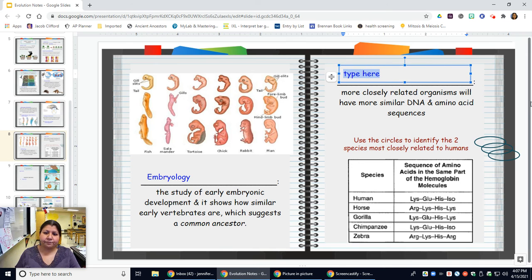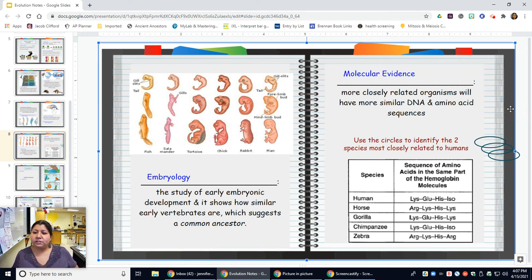So our last thing is going to be molecular evidence. So the more closely related the organisms are, the more similar the DNAs and amino acid sequences will be. So I have a chart here of amino acid sequences for hemoglobin. So that's part of your red blood cell. So I have a human, a horse, a gorilla, a chimpanzee, and a zebra. So we know zebras and horses, okay, pretty similar. But here's some DNA evidence to prove it, or amino acid evidence rather. If I look at their hemoglobin, they have the first 3 amino acids that are the same. So arginine, lysine, histidine. Okay, arginine, lysine, histidine. So it's just the last one that's different.